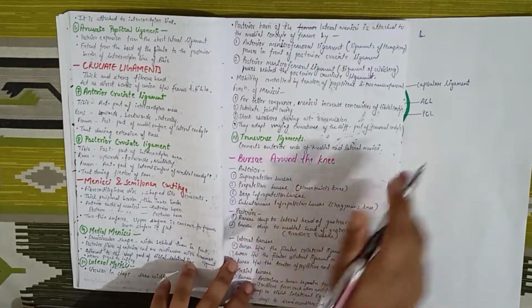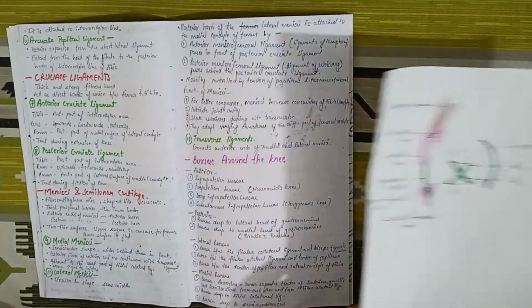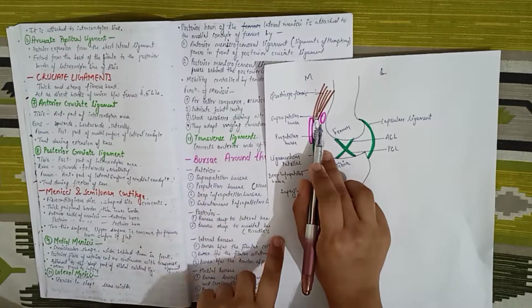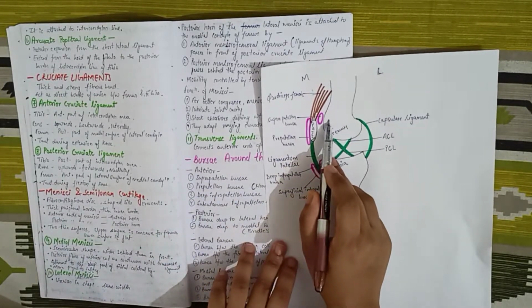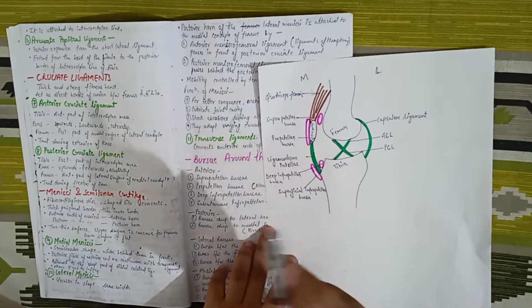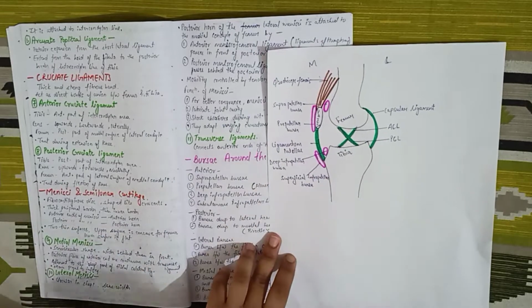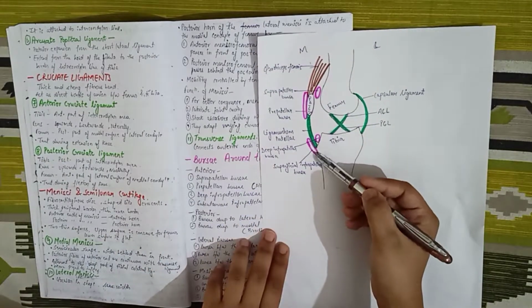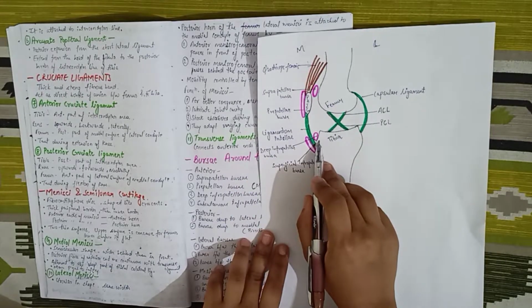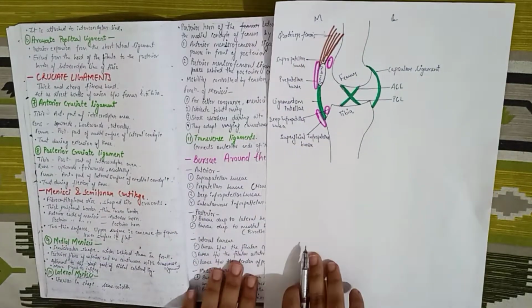Now, bursa around the knee. Anteriorly there are four bursa. First is the suprapatellar bursa, in front of the femur and behind the quadriceps femoris. In front of the patella there is the prepatellar bursa. There are two bursa known as infrapatellar bursa: one is the deep infrapatellar bursa and the other is the superficial infrapatellar bursa.